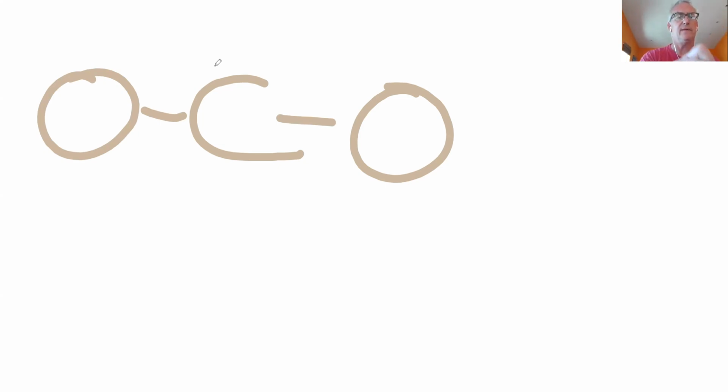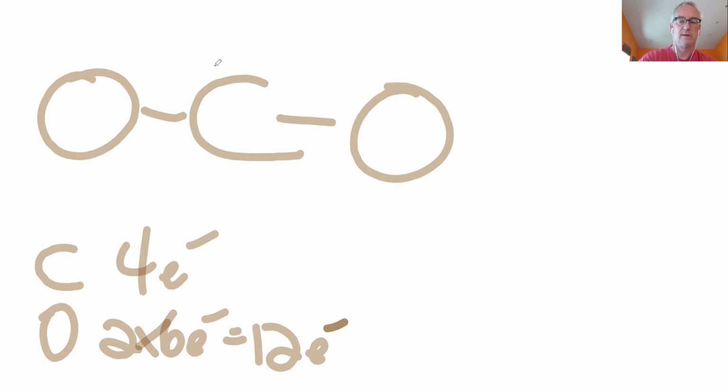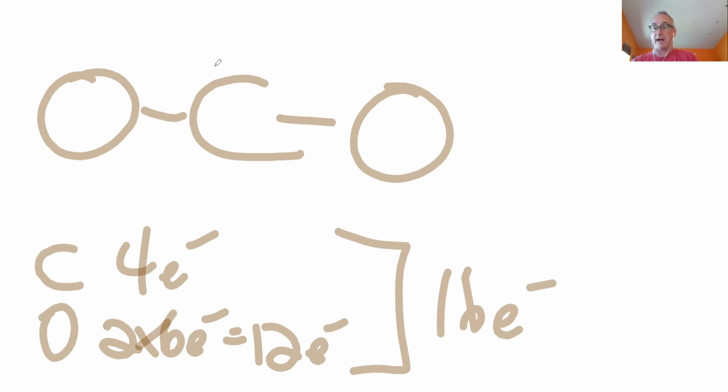So, how many valence electrons total? How many does carbon have? We should know that all by now. 4. Yes, indeedy. And oxygen has 6. For a total of 12. So we should have 16 electrons. So how many electrons do we have in bonds right now?